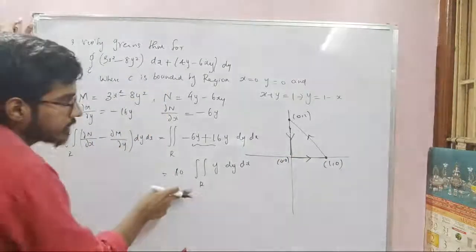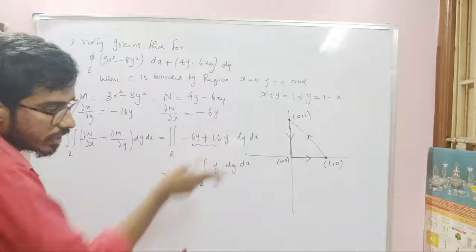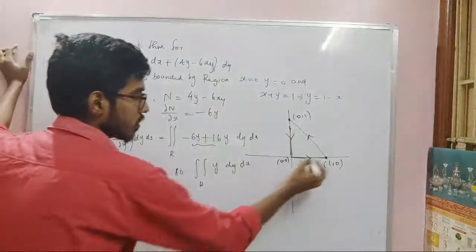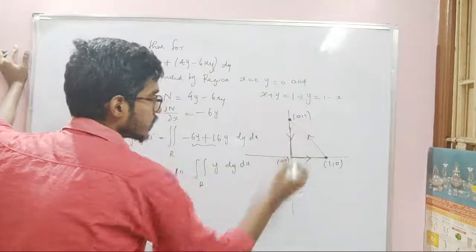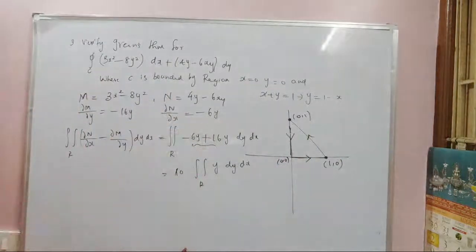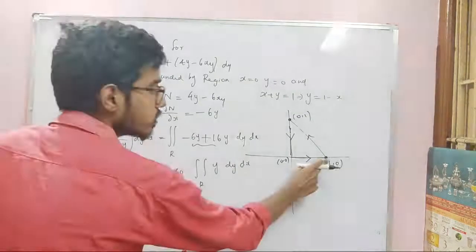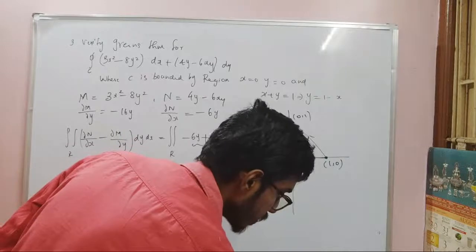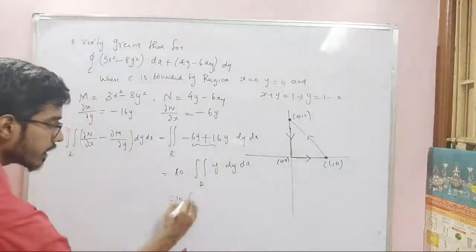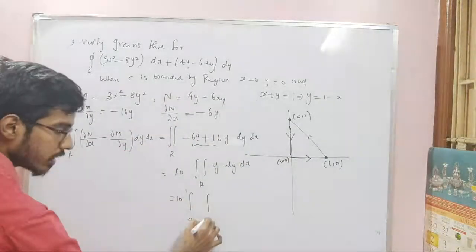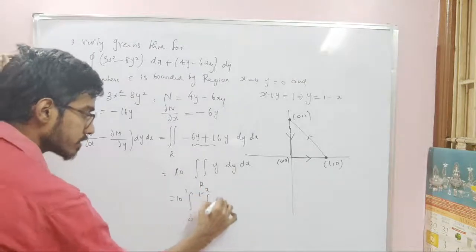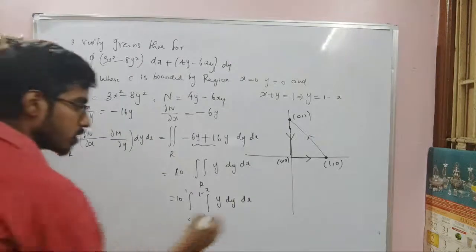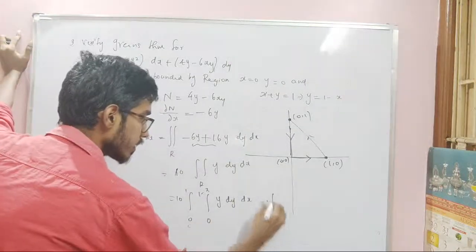Now for finding the limits, you can see our x varies from 0 to 1, and for y this is a bound, right? So y varies from 0 to 1 minus x. So the integral will be 10 times the integral from 0 to 1, integral from 0 to 1 minus x of y dy dx.